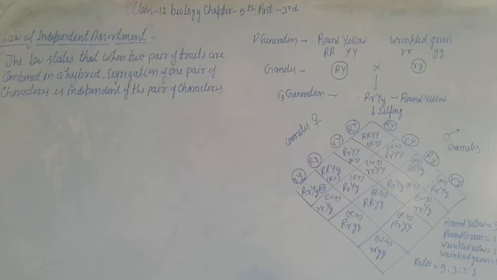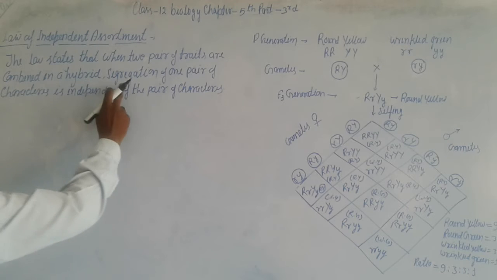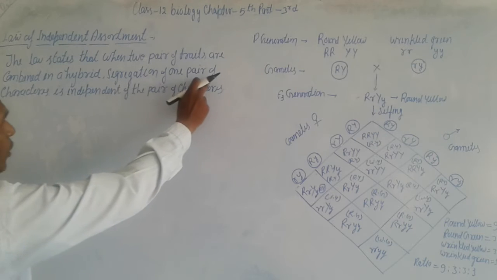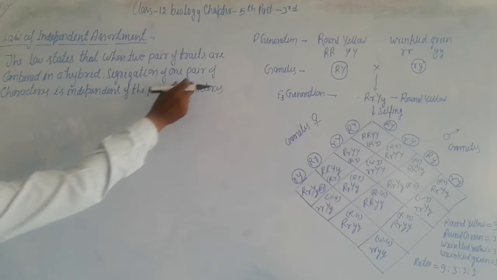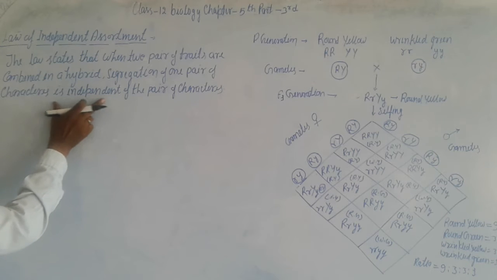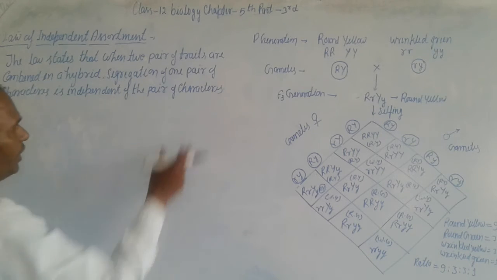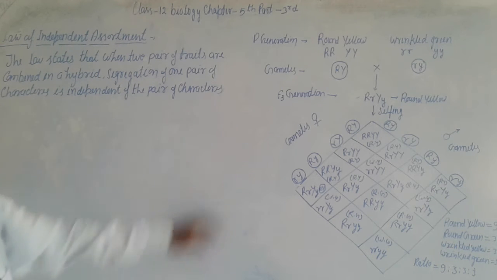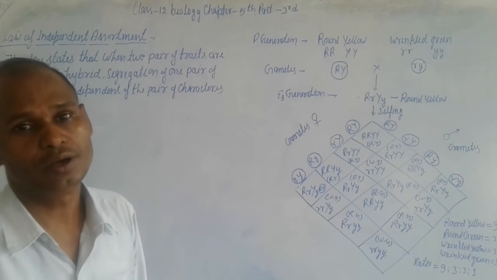Once again, the law states that when two pairs of traits are combined in a hybrid cross, segregation, meaning separation, of one pair of characters is independent of the other pair of characters. This is the law of independent assortment, and it is also the third law of Mendel.